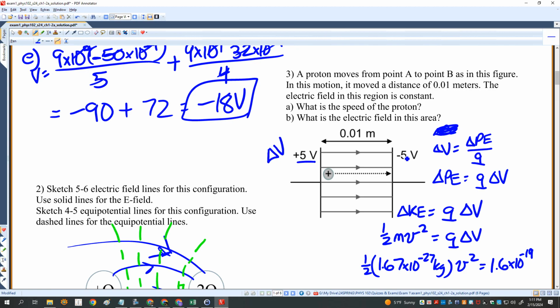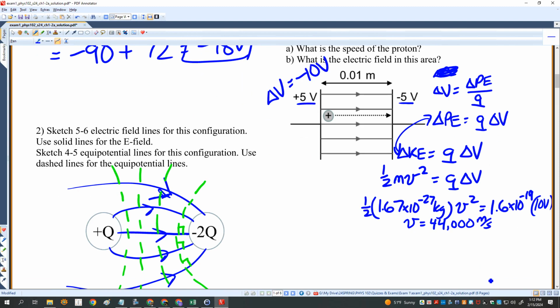Delta V, I'm going from 5 to negative 5, so I have a delta V of negative 10 volts. But again, because I did this switcheroo with a sign, because my change in kinetic energy is the negative of my change in potential energy, it turns out that the signs don't really matter. So I'm just going to drop that negative, so the magnitude of the change in potential is equal to 10 volts. And then when I solve that for v, I get that v is 44,000 meters per second.